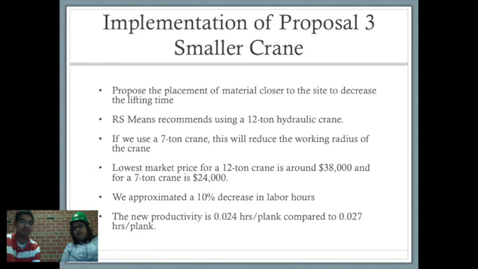The lowest market price for a 12-ton crane is around $38,000. And the way to implement our third proposal is by utilizing a smaller crane, specifically a 7-ton crane, and the lowest market price for that is around $24,000, so that's a good decrease in cost as well.